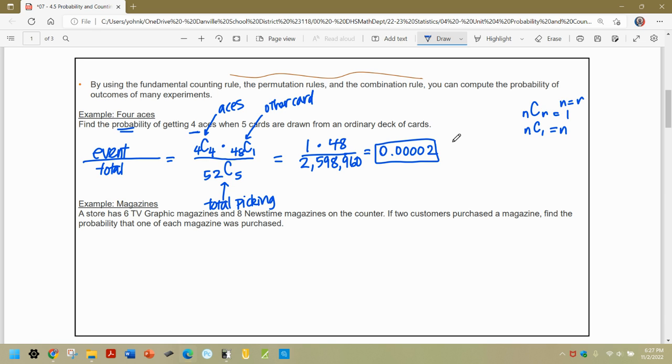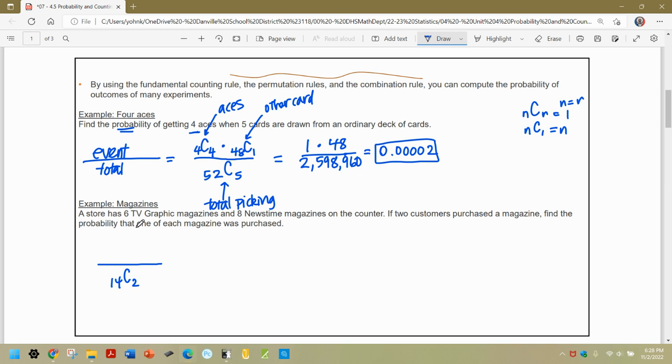All right, let's try another one. A store has 6 TV Guide magazines and 8 Newstime magazines on the counter. If 2 customers purchased a magazine, find the probability that one of each magazine was purchased. All right, so total number of outcomes goes on the bottom. What's happening? Well, there's 14 magazines and 2 of them are being bought. So that's 14 choose 2 on the bottom. Doesn't matter what order they were bought in, just matters that they were bought.